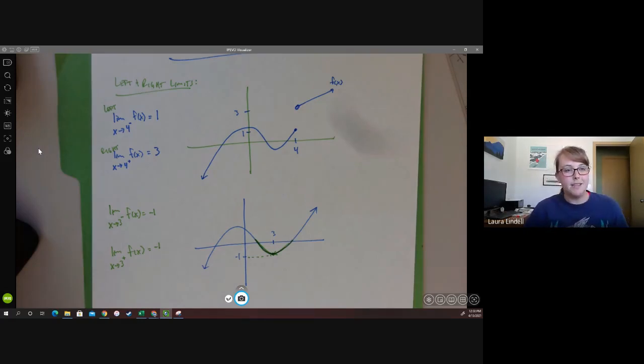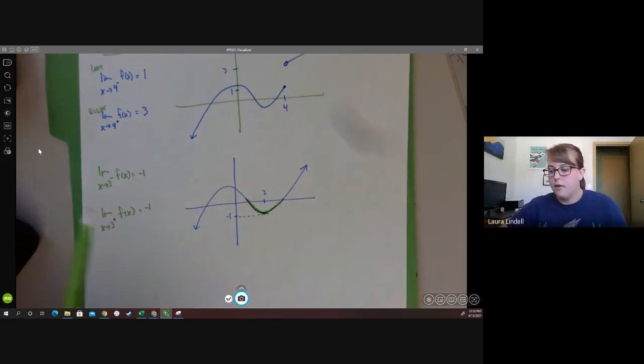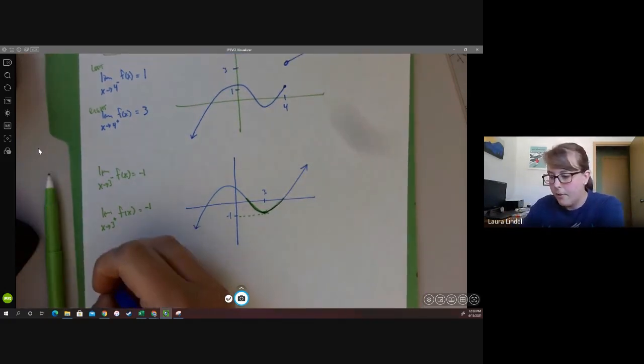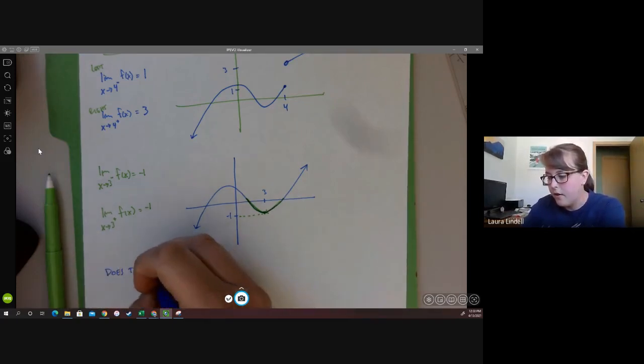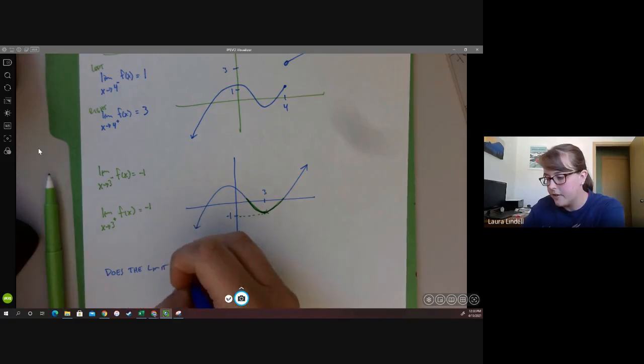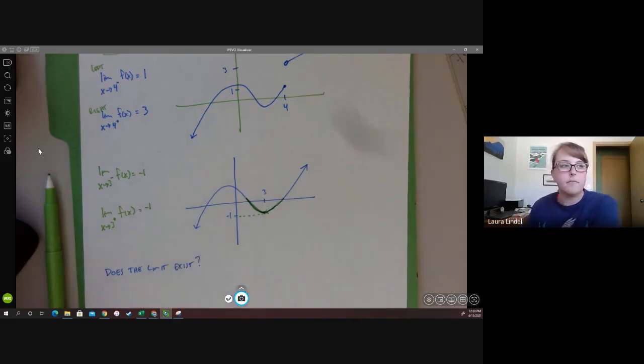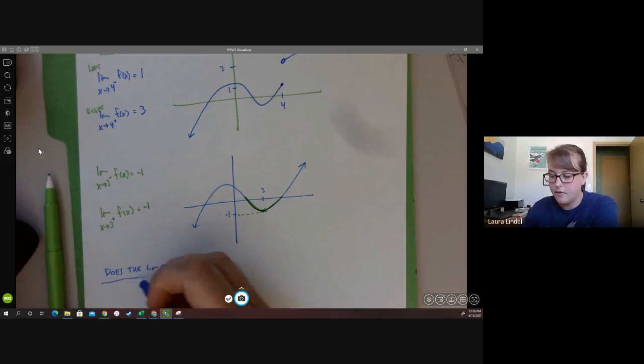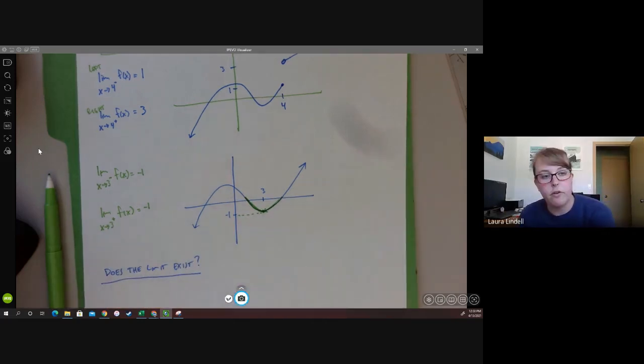Which kind of nicely leads us into the next thing we want to talk about, which is whether or not a limit exists overall. So our big question now, does the limit exist? And this would be the overall limit, not just the left hand or the right hand limit, but overall, does the limit exist?